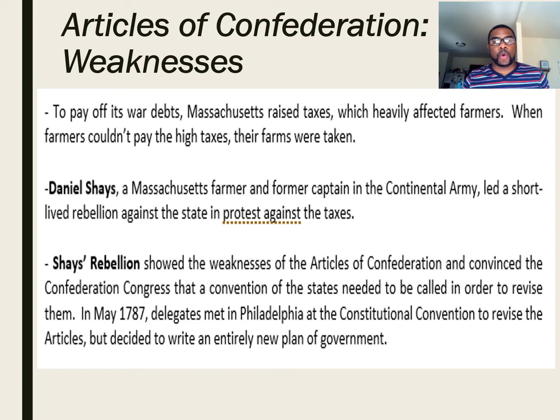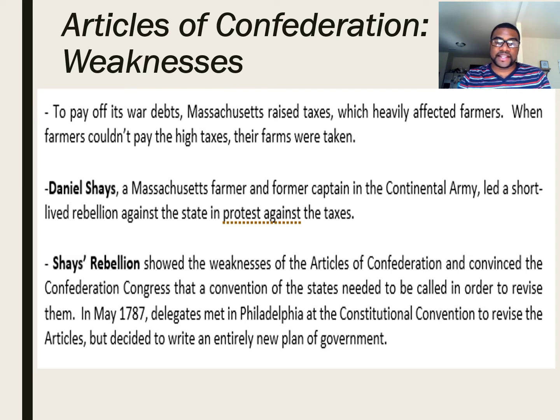All right, to pay off its war debts, Massachusetts raised taxes, which heavily affected farmers. When farmers couldn't pay the high taxes, their farms were taken. Daniel Shays, a Massachusetts former captain in the Continental Army, led a short-lived rebellion against the state in protest against the taxes. Shays' Rebellion showed the weakness of the Articles of Confederation and convinced the Continental Congress that a convention of the states needed to be called in order to revise them.